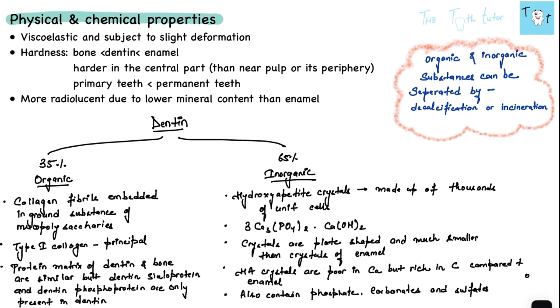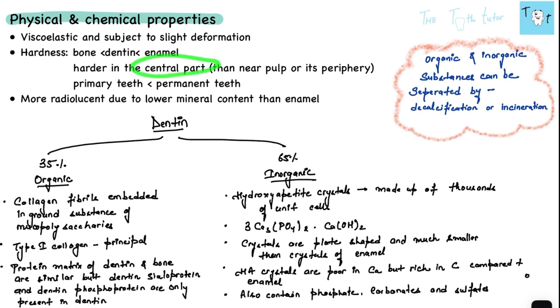First, talking about the physical properties, it is viscoelastic and can get slightly deformed. When you imagine dentin, it is a very hard structure, right? But it can undergo slight deformation and then rebounds. Talking about the hardness, it is harder than bone, but it is softer or less hard than the enamel. So the hardness lies between bone and enamel.